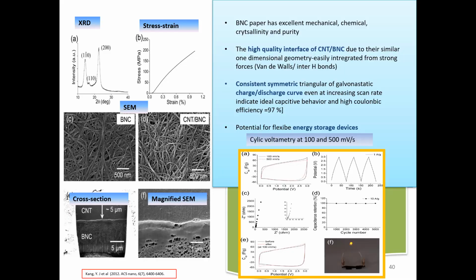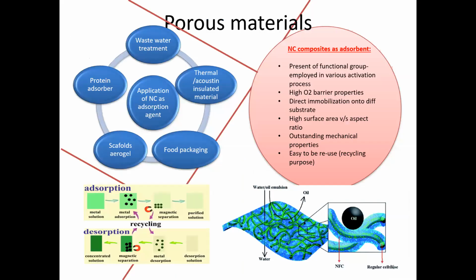And as mentioned, cellulose itself, or nanocellulose, can be a porous material. Due to the porosity, it can be used for wastewater treatment. The porosity of nanocellulose normally occurs when it is in the form of fibers and not in the crystal form. So it can be used in wastewater treatment, as thermal insulation material, in food packaging, aerogels, and as a protein absorber.